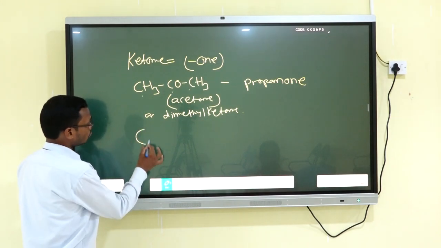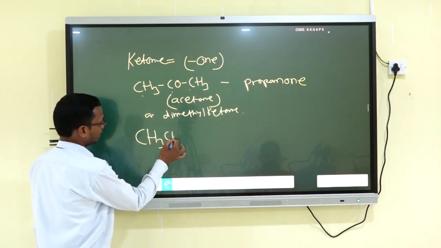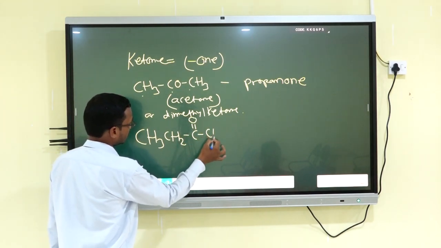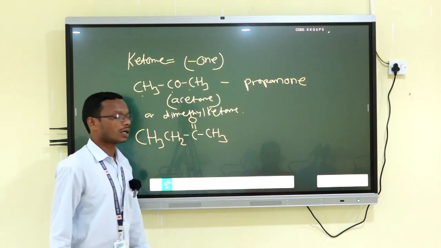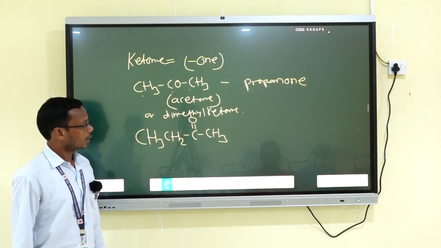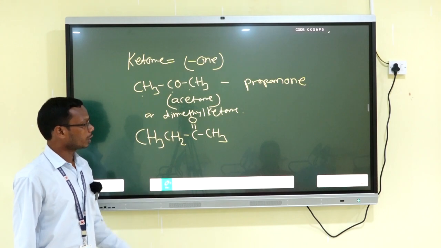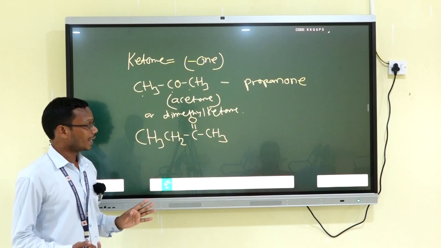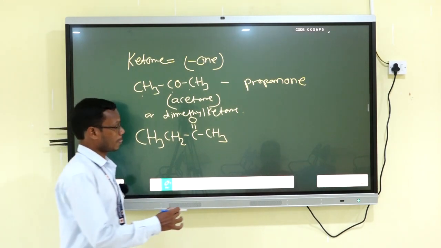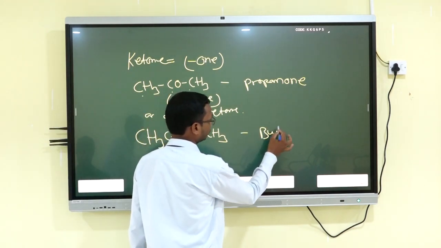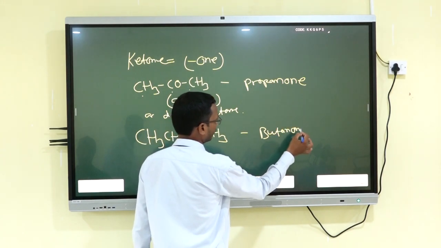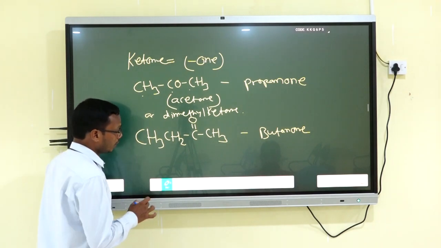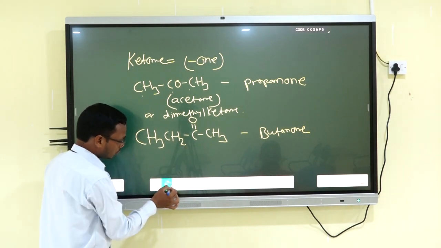So consider one more example: CH3 CH2 C double bond O CH3. What is the name? What is the total number of carbons? Total number of carbons is 1, 2, 3, 4. So obviously the name is butanone. But in common name you can write, listen, this is the functional group.